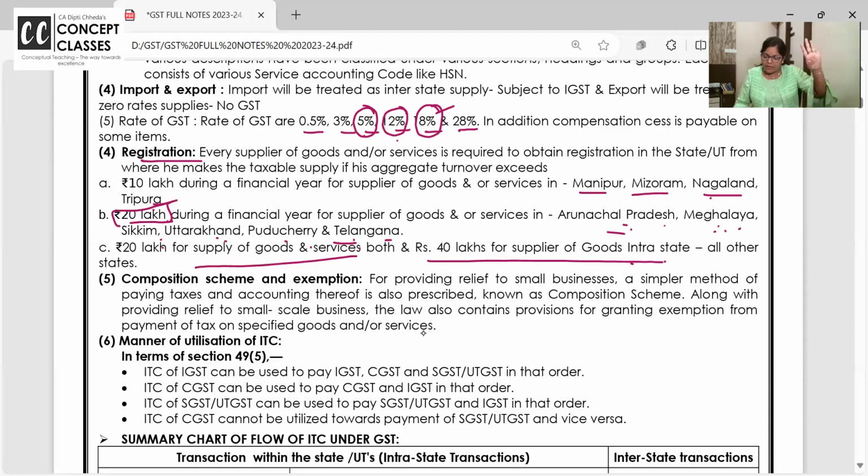I want to repeat, only for 4 states, if 10 lakhs is crossed in your supply of goods or services, then you're liable to register. In all the other states, the limit is 20 lakhs. And some states, other than these 6, if they say that we are just supplying goods, not services, then up to 40 lakhs, they are exempt.